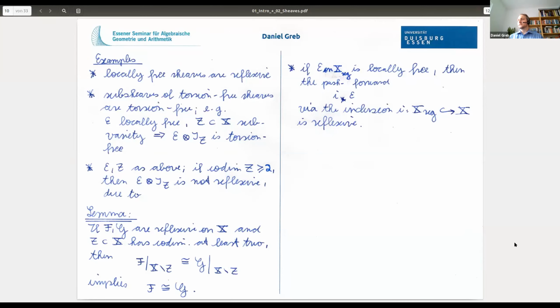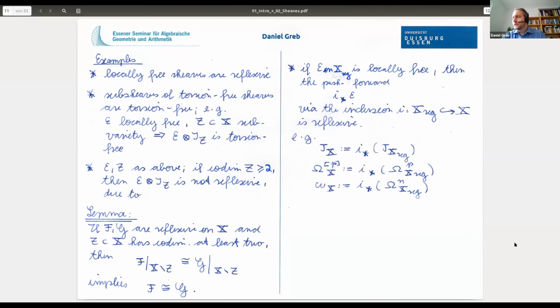And that's, as I said, the main source of examples, and that's the main reason why I look at reflexive sheaves, because from a geometric point of view, many sheaves arise in this way. Yeah, for example, the following. So you can look at the tangent sheaf.